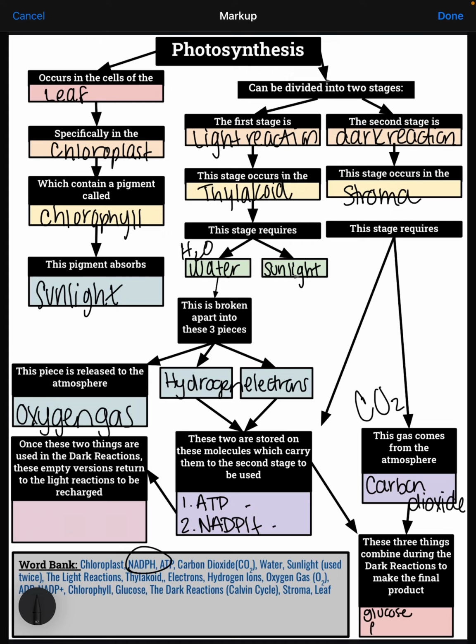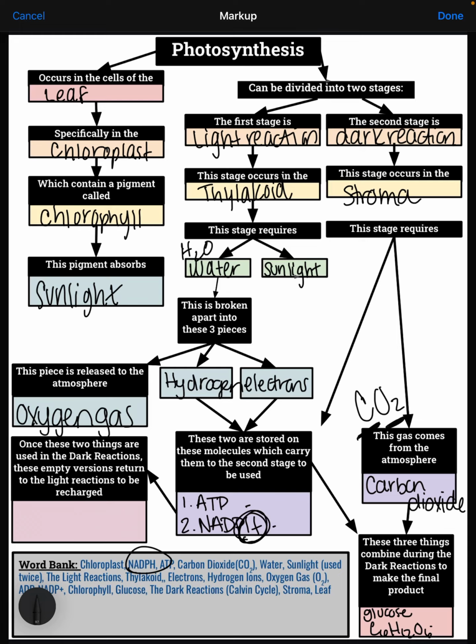The chemical formula for that is C6H12O6. Well, where'd that oxygen come from? Right here. Where'd that carbon come from? Right here in CO2. Now we're missing hydrogen. Where did that hydrogen come from? From the light reaction, or that NADPH.